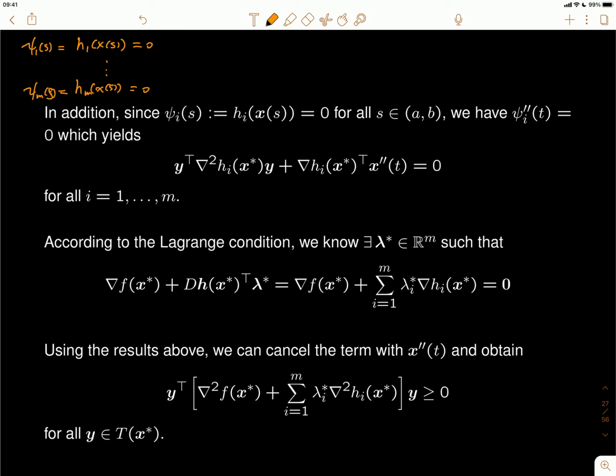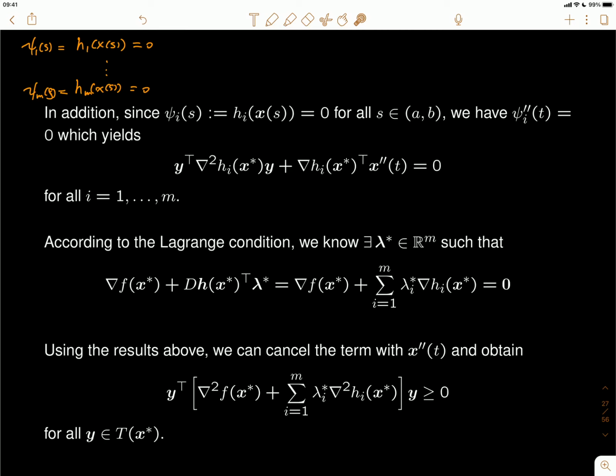And when I take the derivative twice, we do the same. It's similar to before. Instead of having f here, we have the h1 here. So for each one of them, we will get this. That's just exactly the same as before, except f is replaced with this hi. Okay, that happens for every i, for every constraint, i from 1 to m. So we actually have this. Well, again, we have this x double prime here, which we don't know what it is. But the good thing is that this is equal to 0 because this is a constant function of s. So to take a derivative twice, it's still equal to 0.